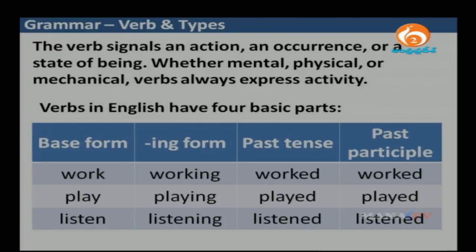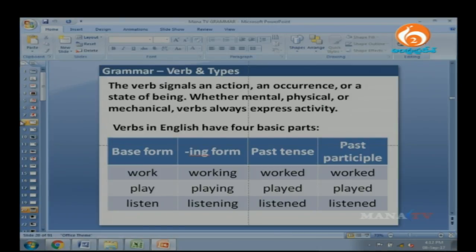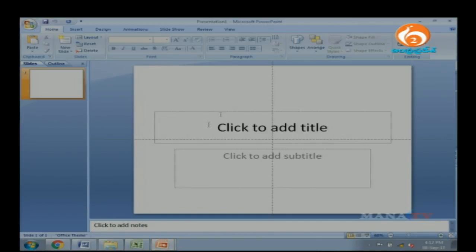Now if you look at these examples, it says work, play and listen. So work becomes working, play becomes playing, listen becomes listening. But if you look at the past tense, the letters ed is added at the end of the base form, which means work plus ed becomes past tense worked, play plus ed becomes played, listen plus ed becomes listened. What needs to be understood here is there are certain words in English language which do not follow the ed form. So let me remove these grids for easy viewing for you.